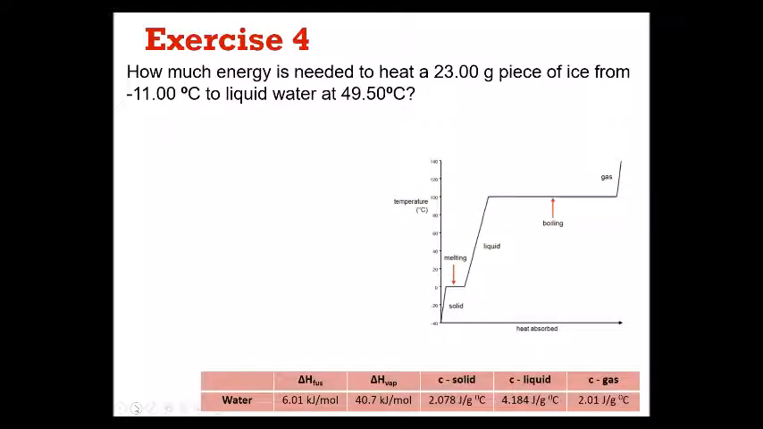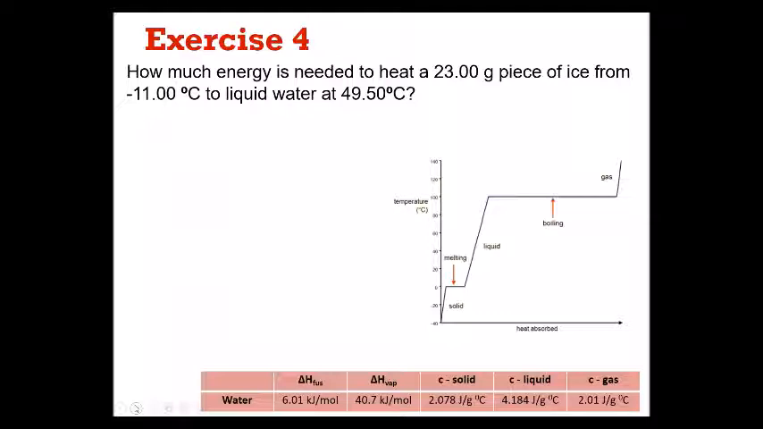Let's look at my example here, this exercise 4. We're going to take a piece of ice that's at negative 11. We're going to heat it until it changes to liquid water and is heated to 49.5 degrees Celsius.